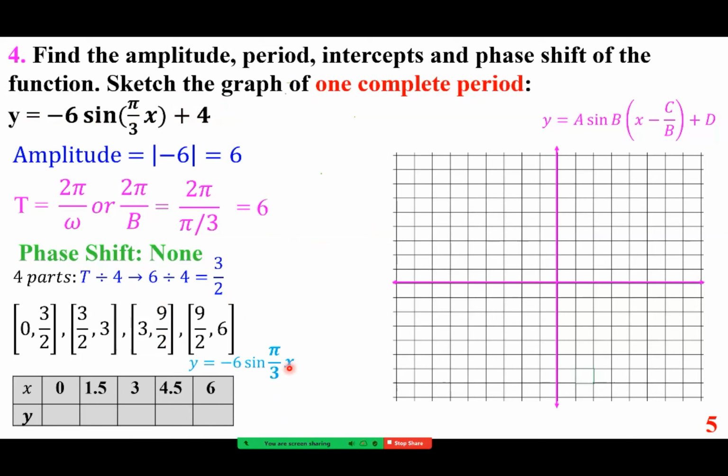If I plug in 0, sine of 0 is 0. If I plug in 1.5, remember 3/2 is the same as 1.5, I get pi over 2, sine of pi over 2 is positive 1, times negative 6 is negative 6. If I plug in 3, it cancels out, sine of pi is 0. So that gives us 0. 4.5 gives us 3 pi over 2. The sine of 3 pi over 2 is negative 1. With negative 6, the product is positive 6. If I put 6, 6 divided by 3 is 2, sine of 2 pi is 0. So we have those values.